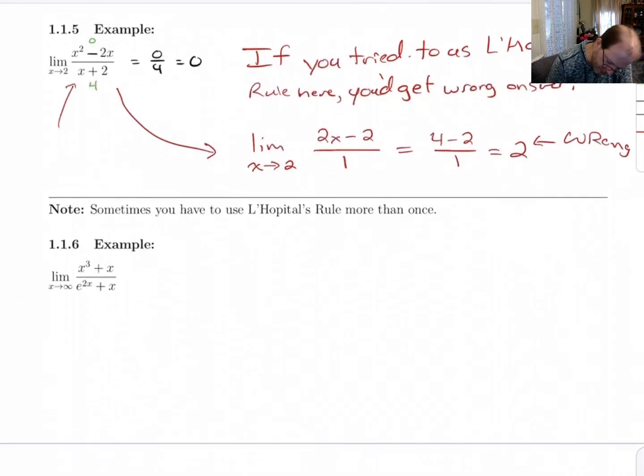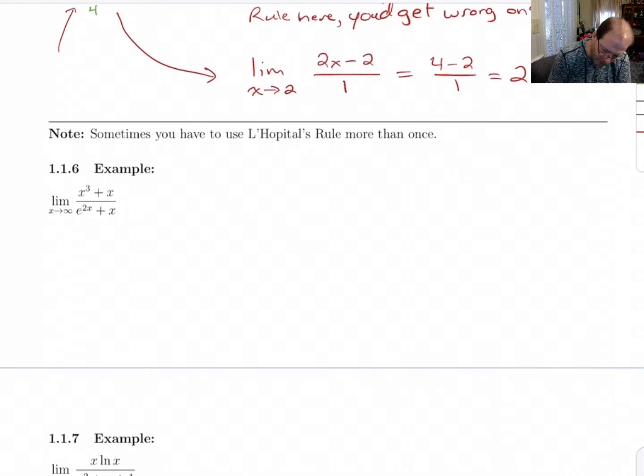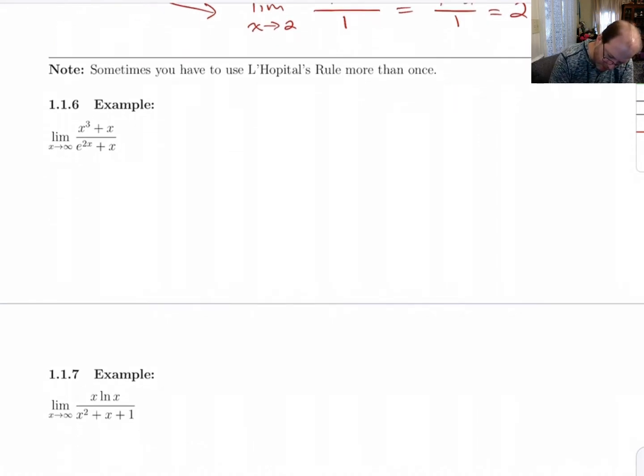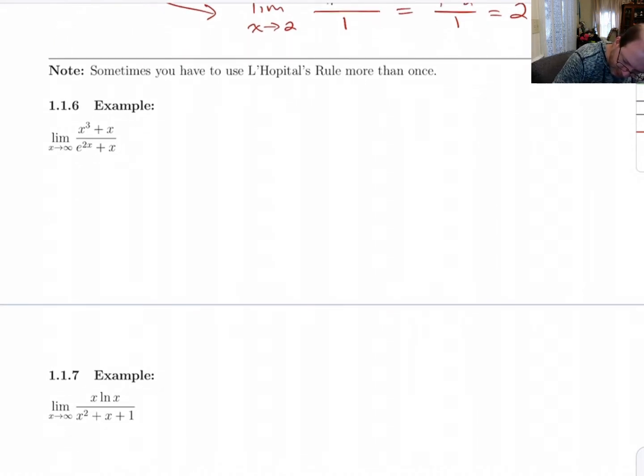All right, let's look at this next example. Sometimes you have to use L'Hopital's rule more than once. We've already seen that in one problem, but first let's look at this. As x goes to infinity, the top of this goes to infinity, and so does the bottom. So we'll take the derivative of the top and bottom.